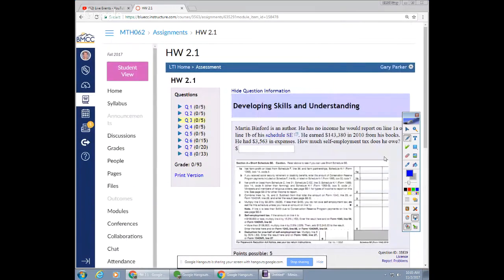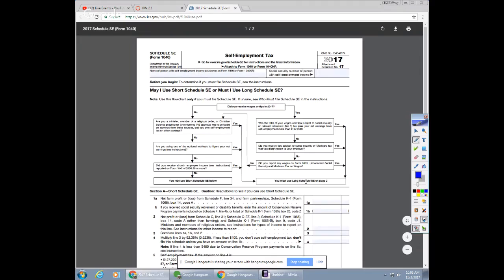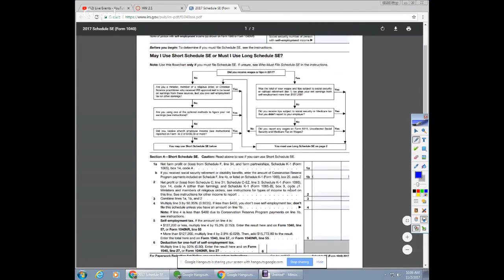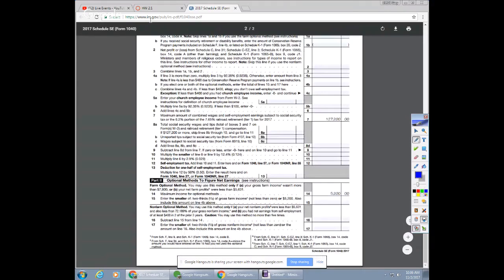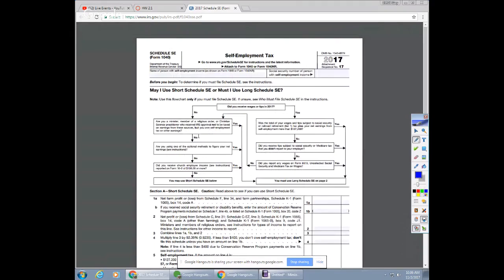All right. So Martin is an author. He has no income to report on line 1A or line 1B of his Schedule SE. What does that give us? Self-employment. So if you click the link, it takes you to the self-employment tax form, kindly provided to us from the IRS. Cool. Oh, and they have this lovely flow chart. Look at that. That's awesome.